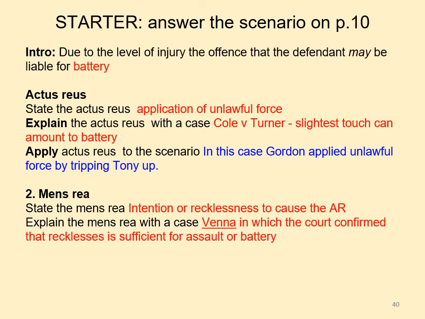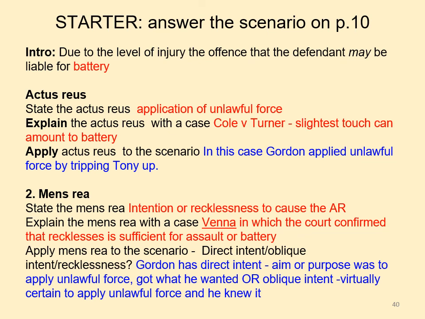The mens rea, we will state the mens rea is intention or recklessness to cause the actus reus. We will explain with the case of Venner, which confirmed that recklessness is sufficient for assault or battery. And we will apply the mens rea to the scenario. So thinking about, is it direct intent, oblique intent, or recklessness? So I've said Gordon has direct intent. It's his aim or purpose, as in Mohan, was to apply unlawful force and he got what he wanted. He deliberately wanted to trip him up and he did. Or I suppose you could say it was oblique intent, where the outcome was virtually certain and he knew it, as in Woollin. Either way, we can say that he is liable for the offence of battery.